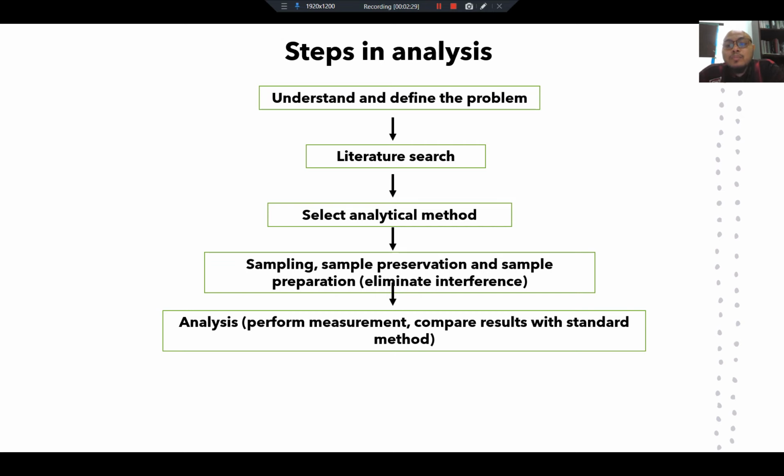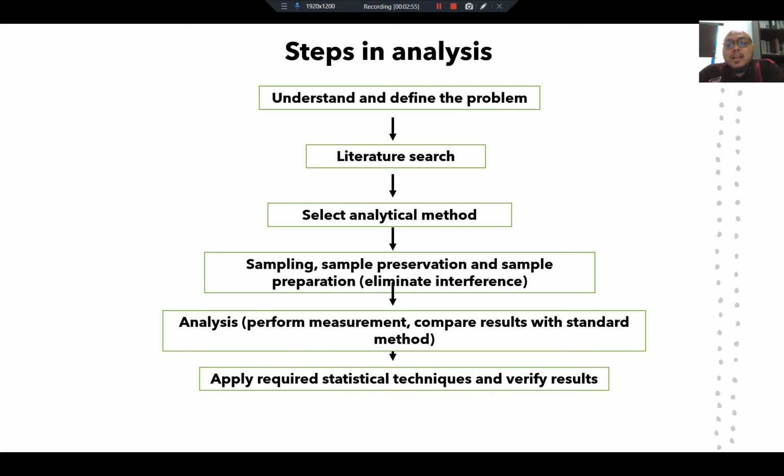We need to compare the results with the standard method, or you need to have quality control, so you can check whether your instrument is working or not. That is one of the important aspects, because in court they will ask how you perform the calibration and validation of the instrumentation. How do you know that the instrument is working very well? So you need to compare the results with the quality control, the standard method.